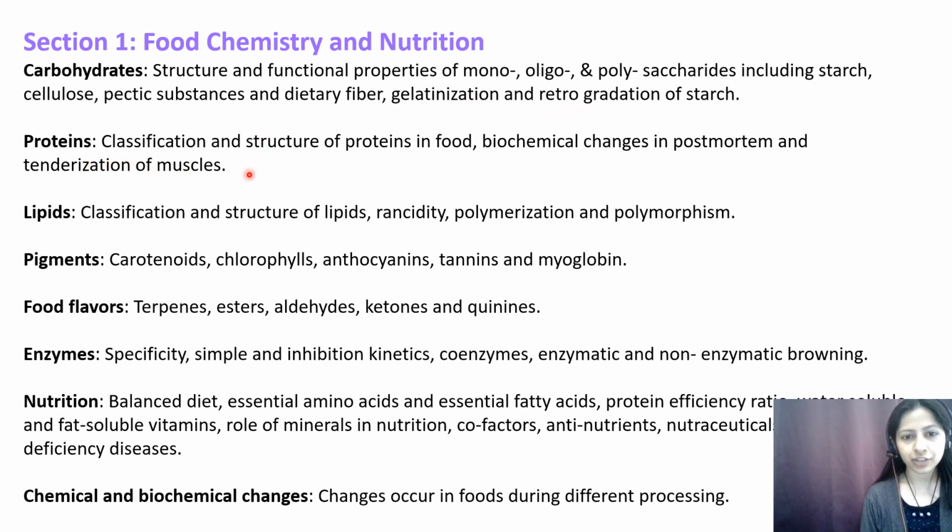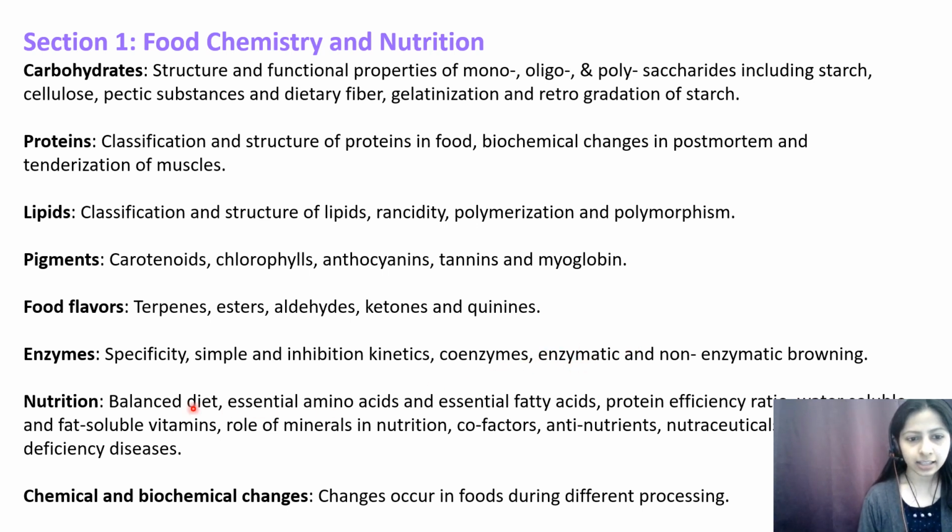Next, proteins. Classification of proteins in foods, like biochemical changes in postmortem, tenderization of muscle. This tenderization of muscle is again an important part. Next, lipids. Classification and structure of lipids, rancidity, polymerization, polymorphisms, pigments. This pigments part, like water soluble, water insoluble, is important. Food flavors like terpenes, esters, aldehydes, quinones, then enzyme specificities, simple inhibition kinetics, coenzymes. Yes, over here enzymatic and non-enzymatic browning you have to cover.